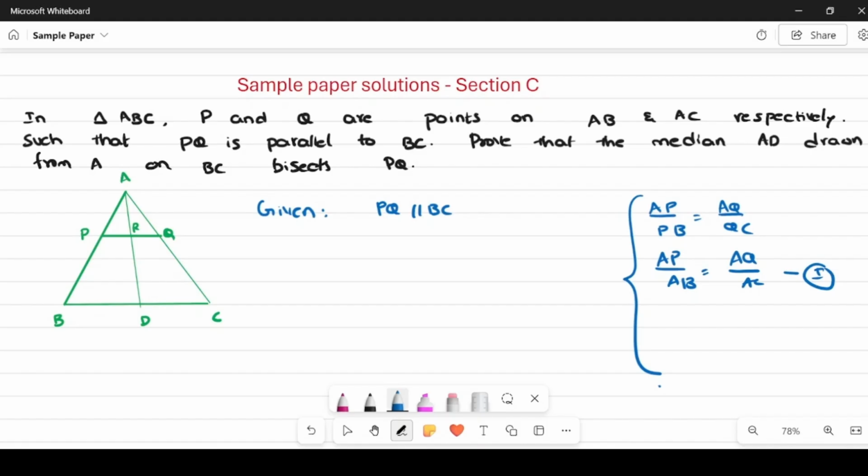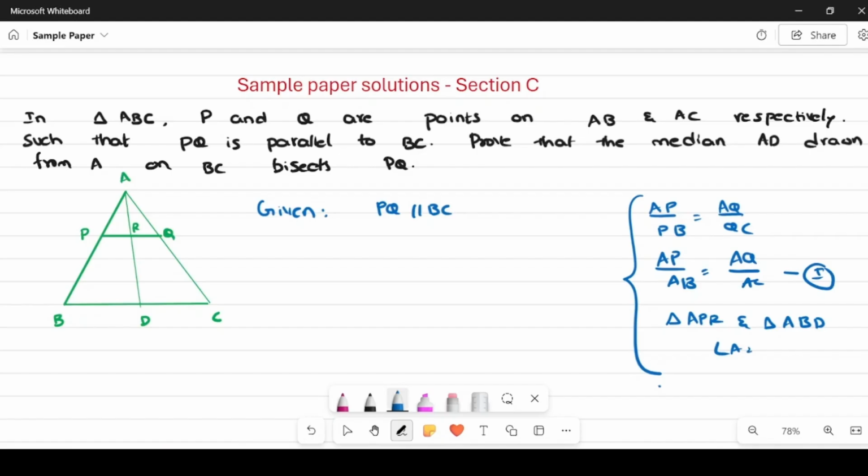Next, we also have R lying on PQ. So if you consider triangle APR and triangle ABD, can we prove these two triangles as similar?